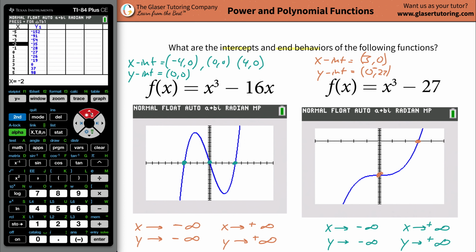So if you scroll on up, go to x is equal to 0. Sorry. Went too far. Here it is. And what's the y value right there? Negative 27. That's the y-intercept, all right? That's how you use a calculator. That's it.